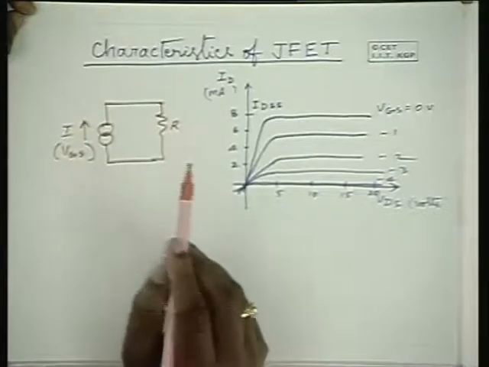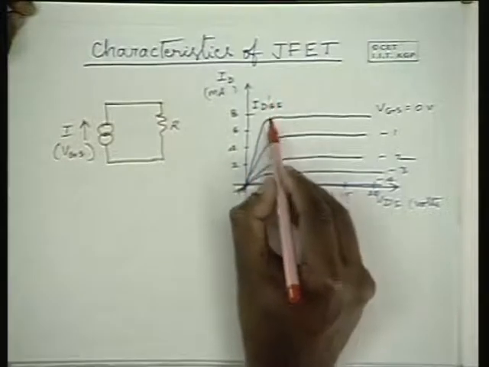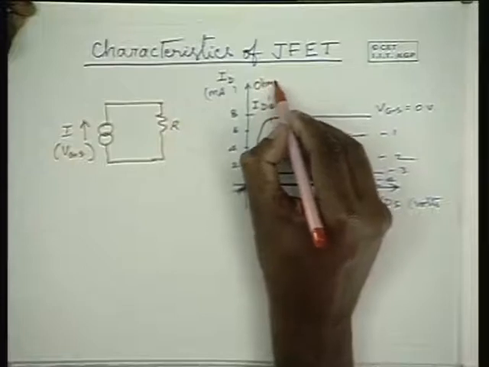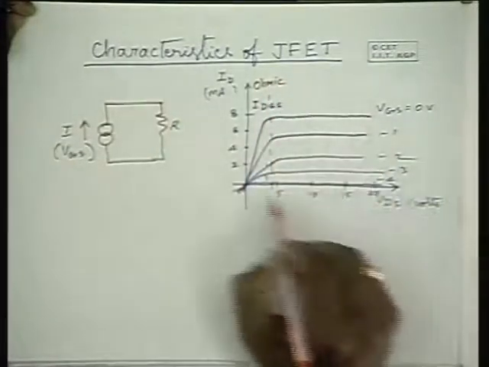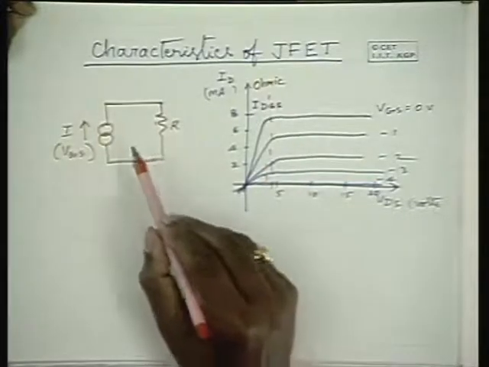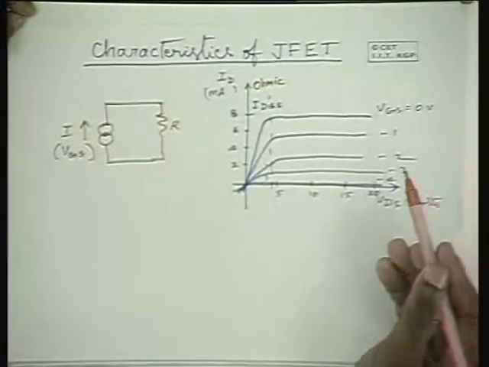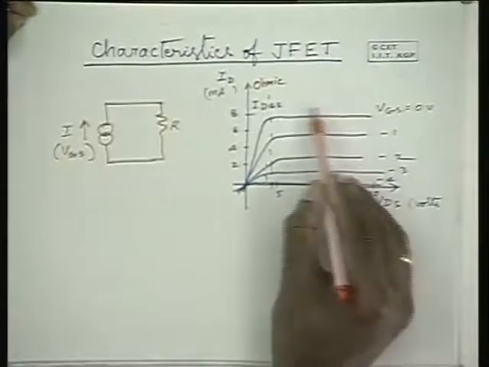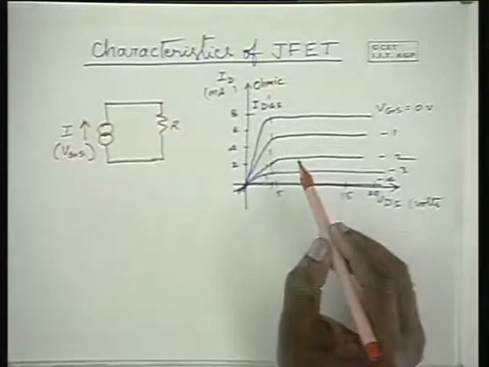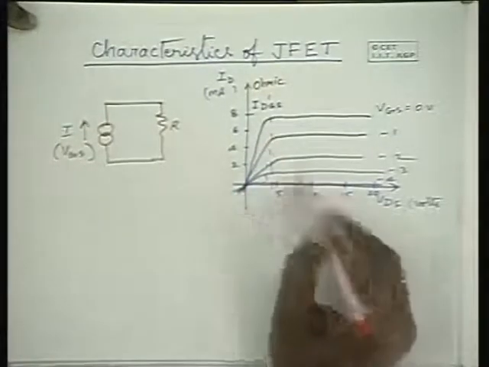Now please note that this region is known as the ohmic region, where it acts like a resistance, and this region is the saturation region, where we use it as a voltage dependent current source, and that is responsible for amplification. So for amplification applications, you operate the FET in this region, whereas for voltage dependent resistance applications, you use it in this region.